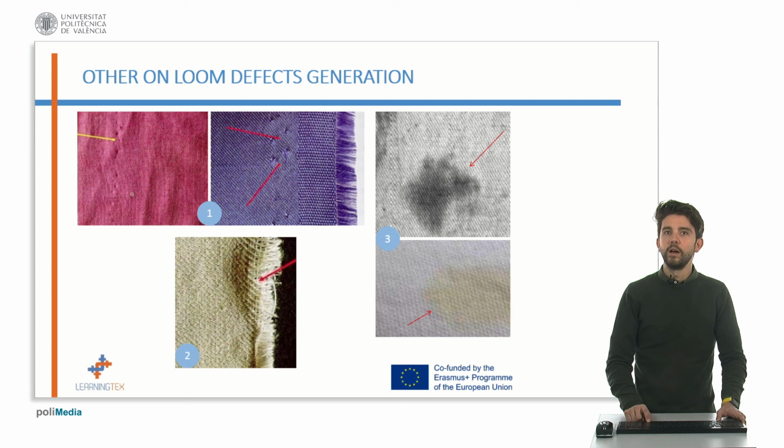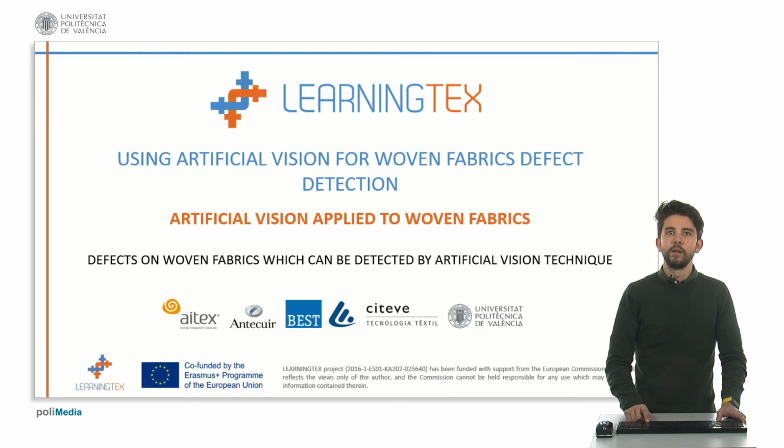image number 1, or even the selvage broken as in image number 2. That's all about fabric defects that can be detected by artificial vision technique. Thank you for your attention.